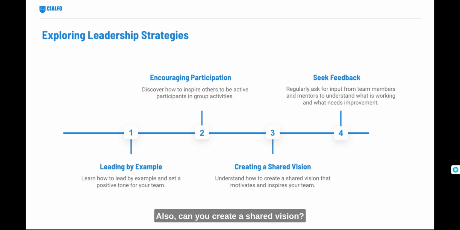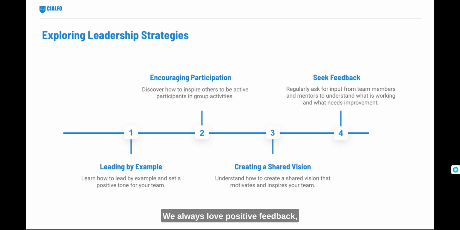Also, can you create a shared vision? Again, works really well when you're part of an activity that you really enjoy. Do you offer up suggestions? Are you able to do the work that's needed to make the group feel empowered and move towards that common goal? One of the most difficult parts about leadership and learning about leadership is seeking feedback.